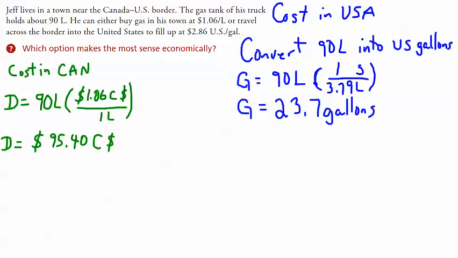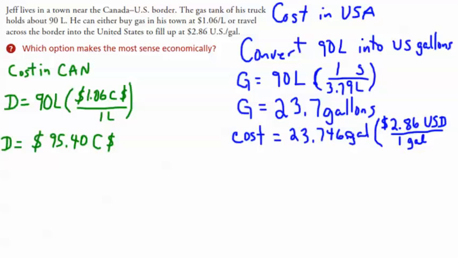So now that we know how many gallons we have, 23.7, we can multiply that by our cost per gallon, which is $2.86 per gallon. Notice that when I did this calculation, I left the whole number that I had in my calculator. So 23.746 gallons times $2.86 per gallon will give me the total cost. I got $67.92.